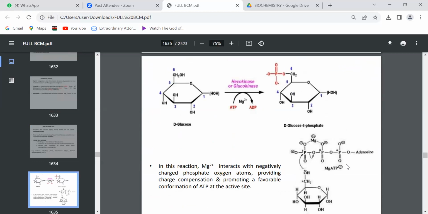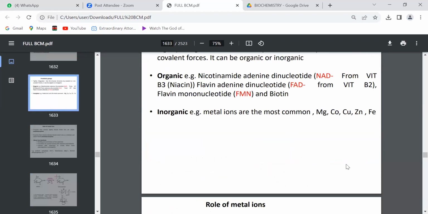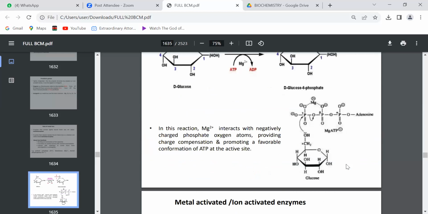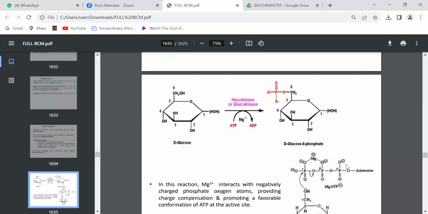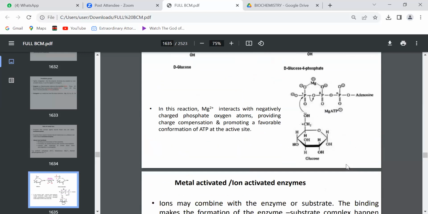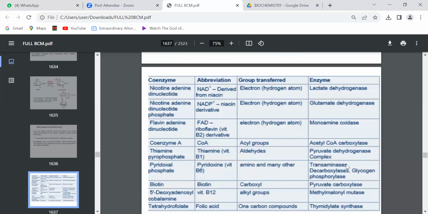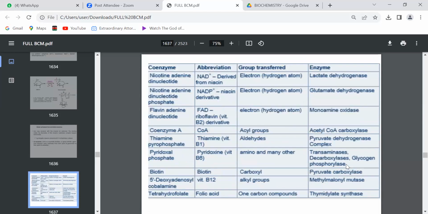Like here, hexokinase is an example of a group specific enzyme. But for something like glucokinase, it's a bit more specific than the hexokinase. This table is just showing a few other coenzymes and the enzymes they bind to. You can just look at that.